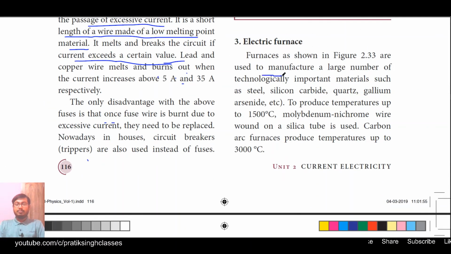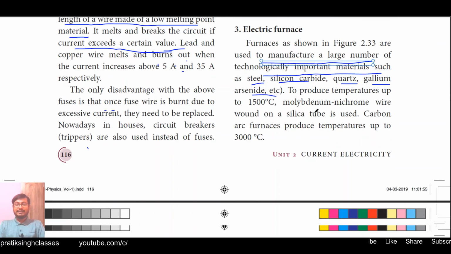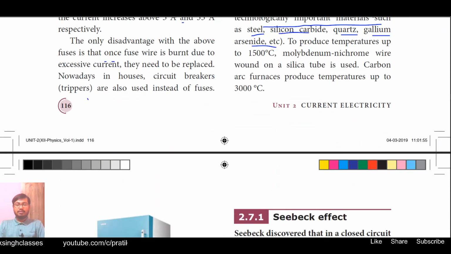Furnaces are used to manufacture a large number of technologically important materials such as steel, silicon carbide, quartz, gallium arsenide, etc. These things about furnaces will come in your chemistry syllabus. And if in future you do manufacturing engineering, you will have to study a lot about furnaces, their applications, how to design new types of furnaces, and a lot of other things.